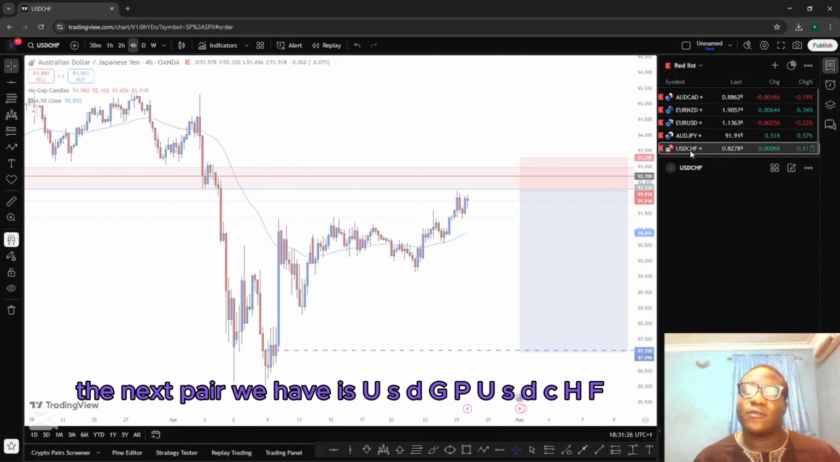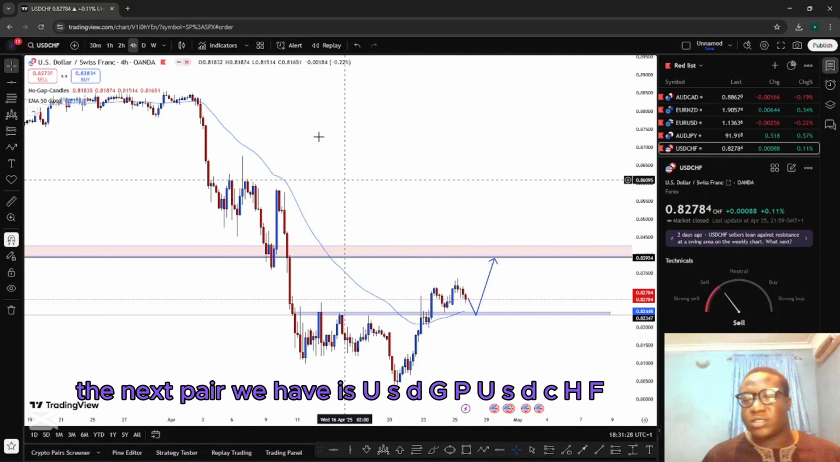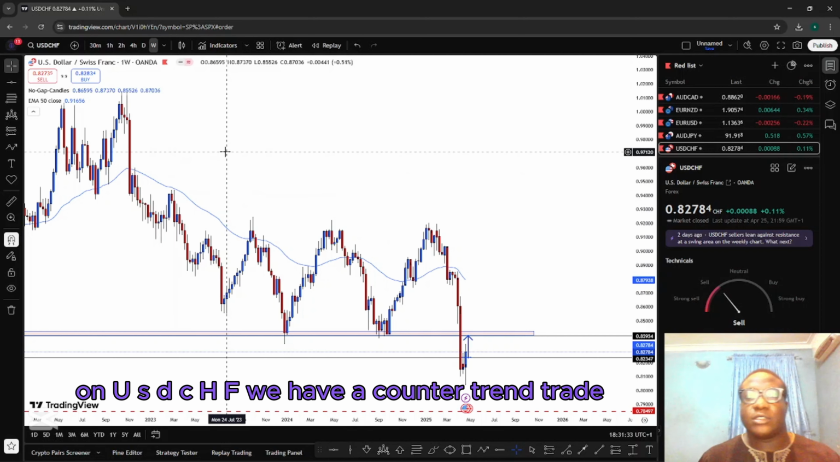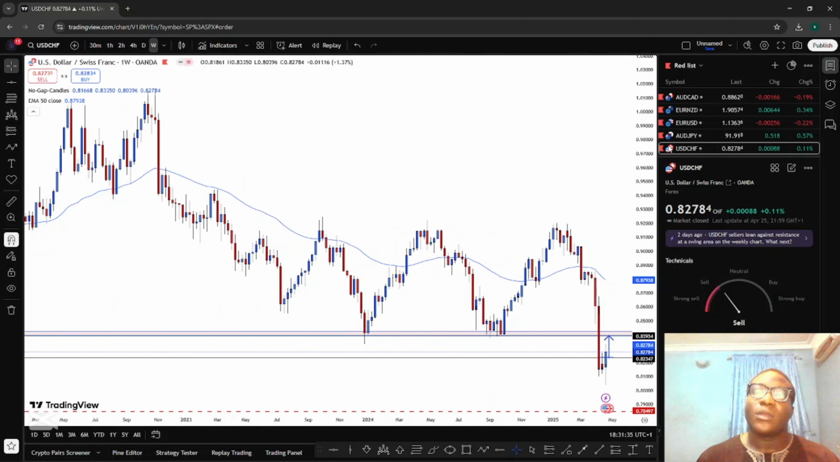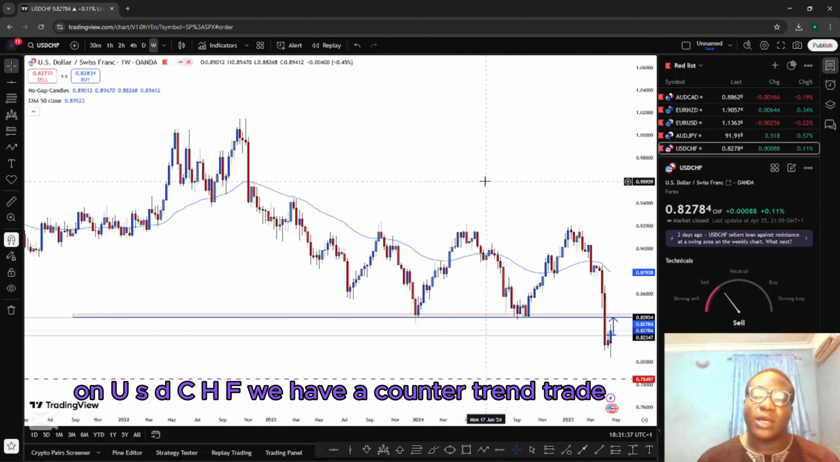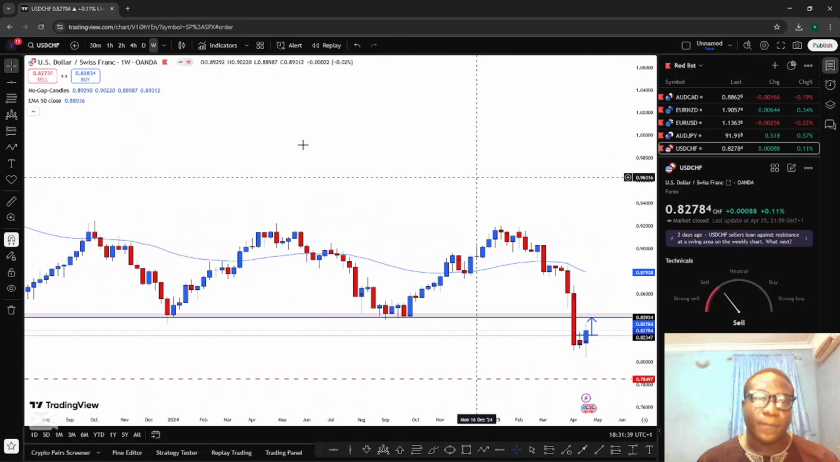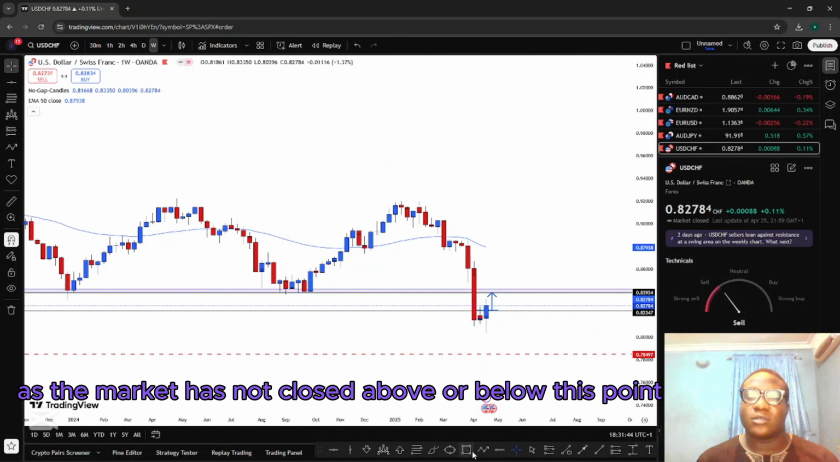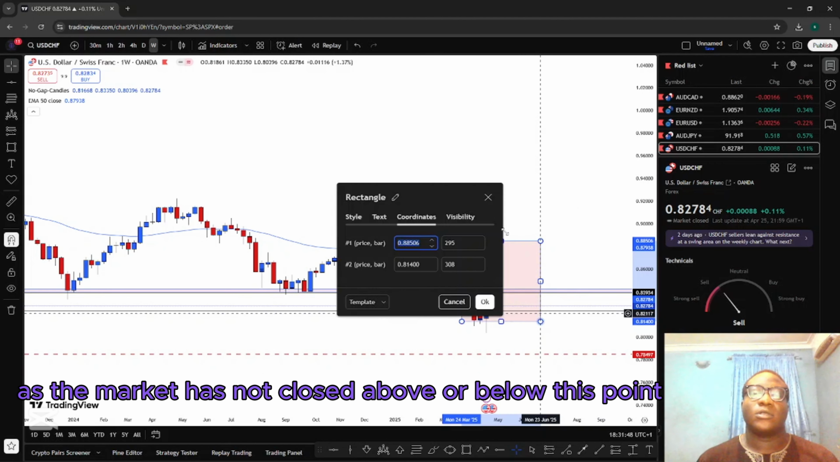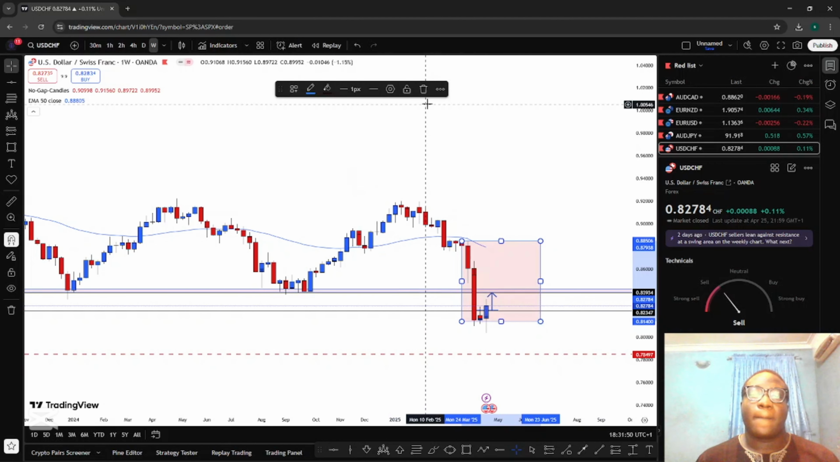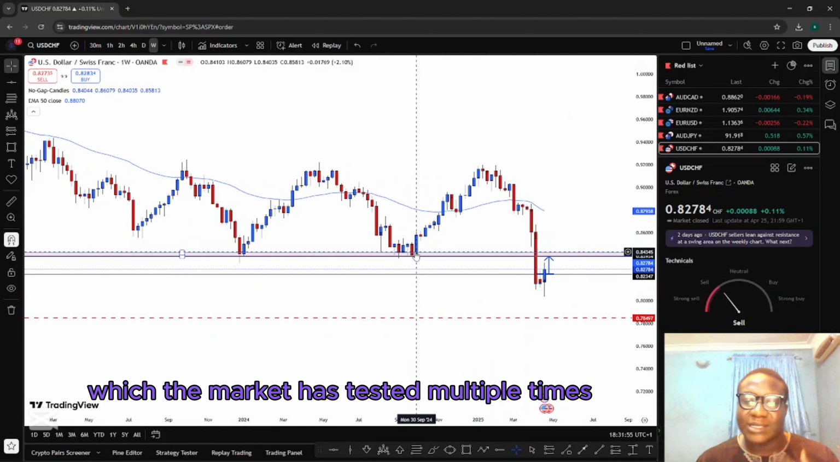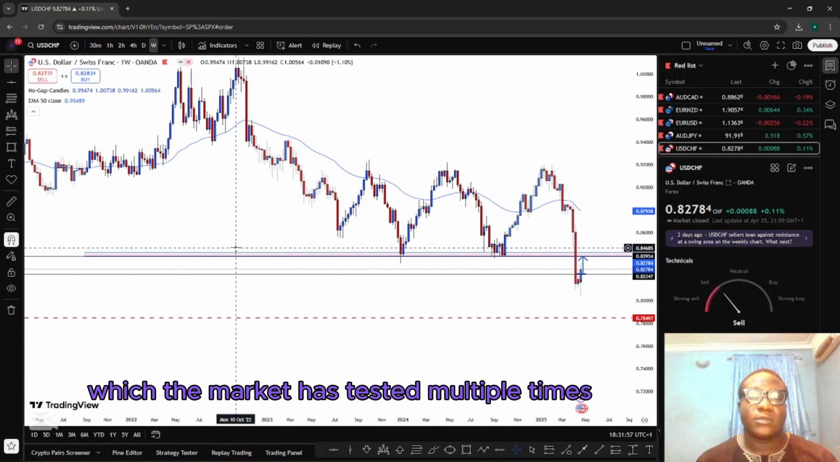The next pair we have is USD/CHF. On USD/CHF, we have a counter trend trade. On the weekly time frame, you can see that we're bearish, as the market has not closed above or below this point. And then we have our area of interest on the weekly time frame, which the market has tested multiple times.